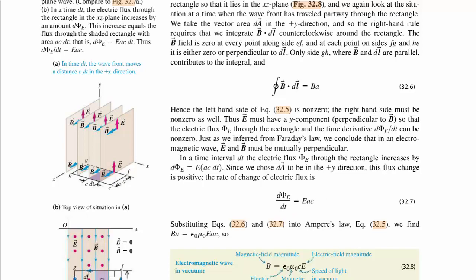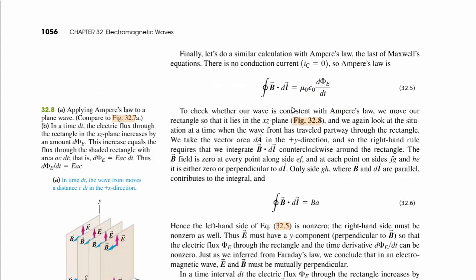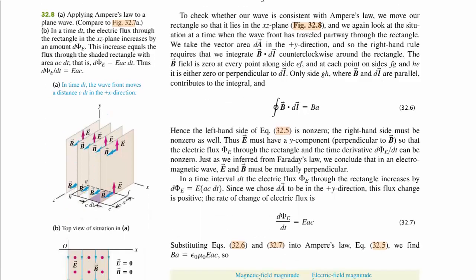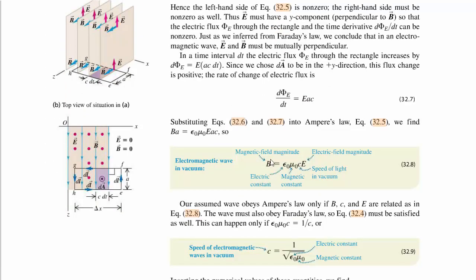So inserting those two pieces into Ampere's law, we get another relationship between the strength of the B field and E field. This time they're not just related by C, but also by our two constants, the permittivity of free space epsilon naught and the permeability of free space mu naught.